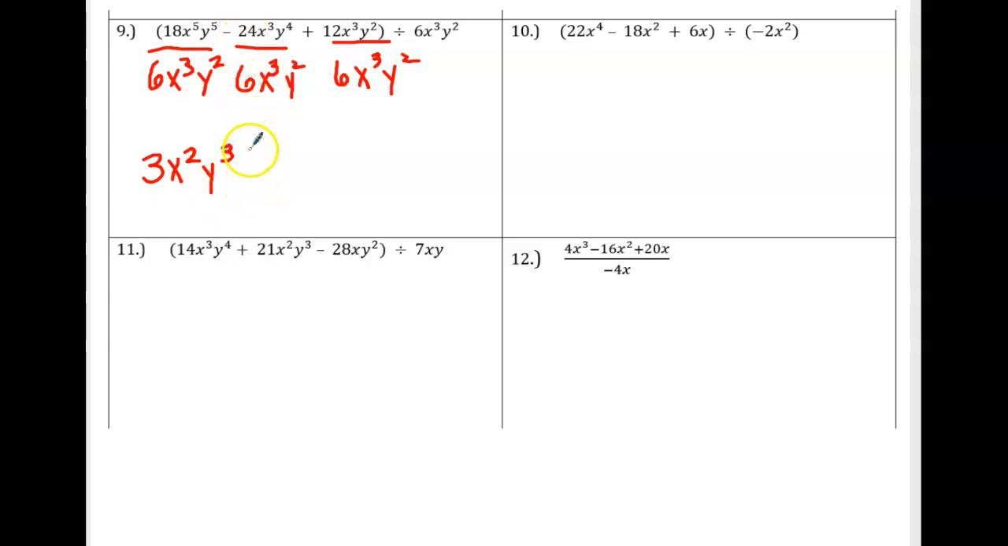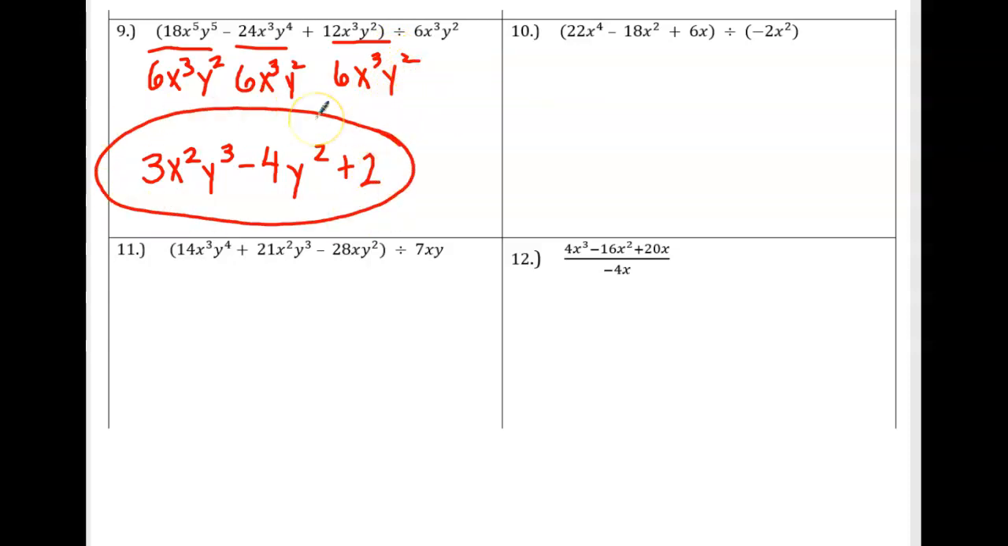Negative 24 divided by 6 is negative 4. The x cubes would cancel out and you would have y to the second power. All right, and then 12 divided by 6 is positive 2. The x cubes would cancel out and the y squareds would cancel out. So that would be our final answer.